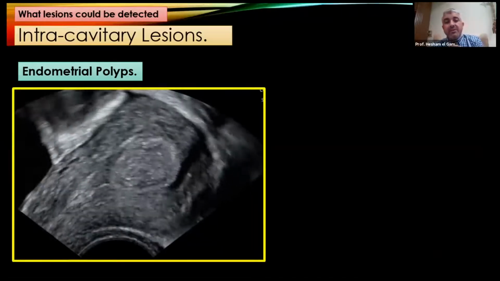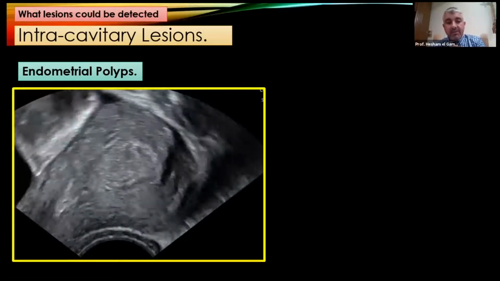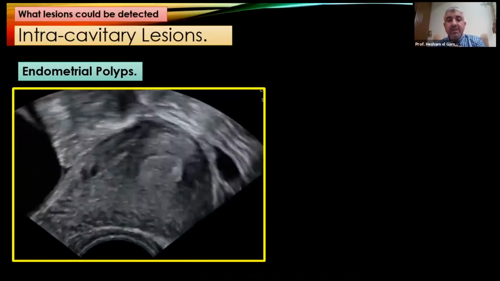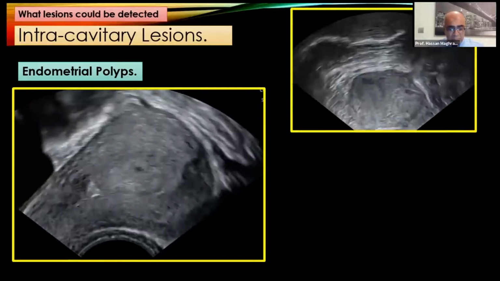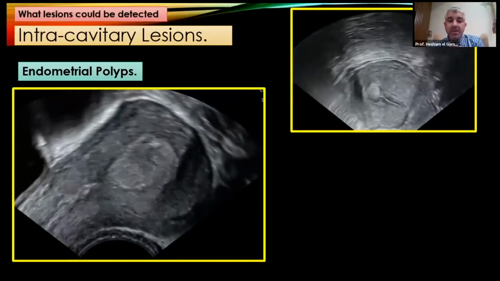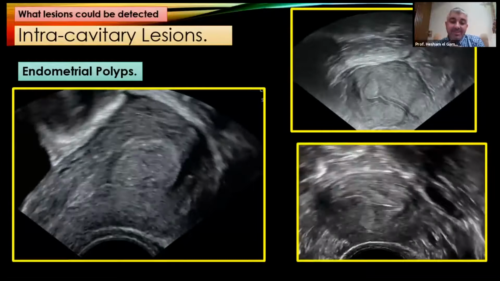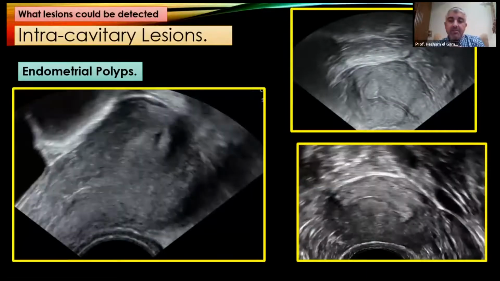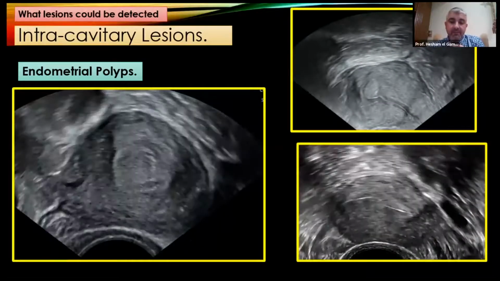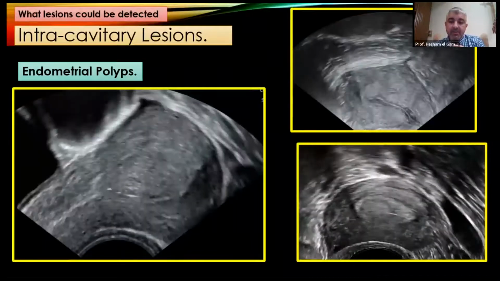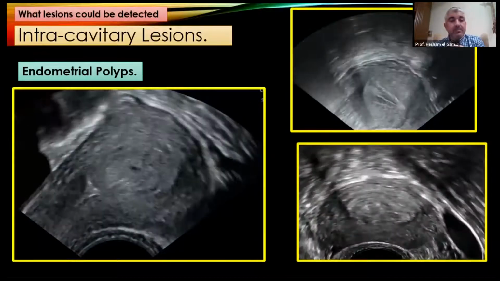With intracavitary lesions, you could see endometrial polyps, as you can see here, with different sizes and different echogenicities. Sometimes it is hyperechoic, sometimes it is isoechoic to the endometrium. Sometimes it is difficult to see because you are seeing it in the mid-luteal phase, and it is covered by the surrounding endometrium.